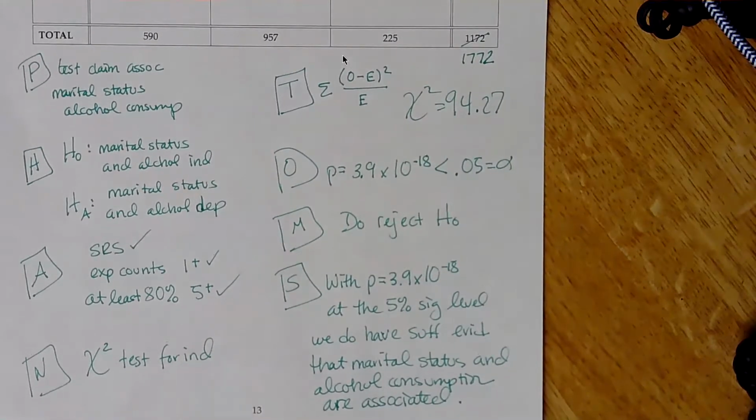So again, we're just saying that these two things are related. We have not shown a cause and effect here. So you can't look at this and take the highest number and say, oh, if you're in this category, it means you're going to have to start drinking or anything like that. So there's not a cause and effect, but there is a relationship here. So it's shown that marital status and alcohol consumption are associated based on this data.